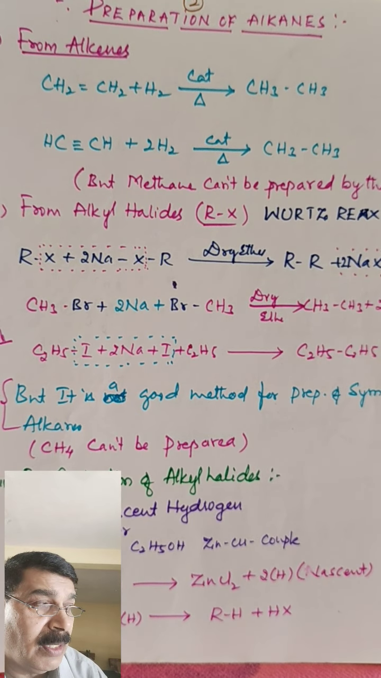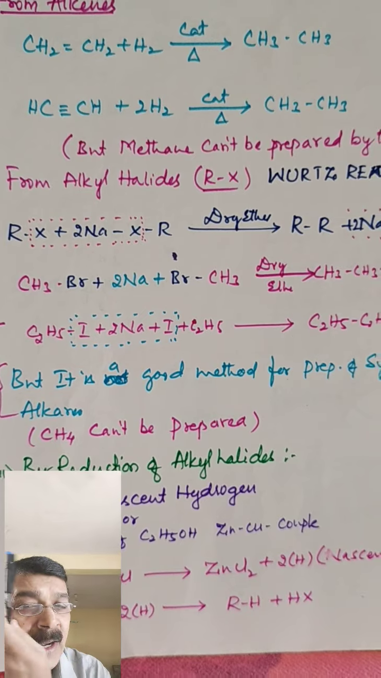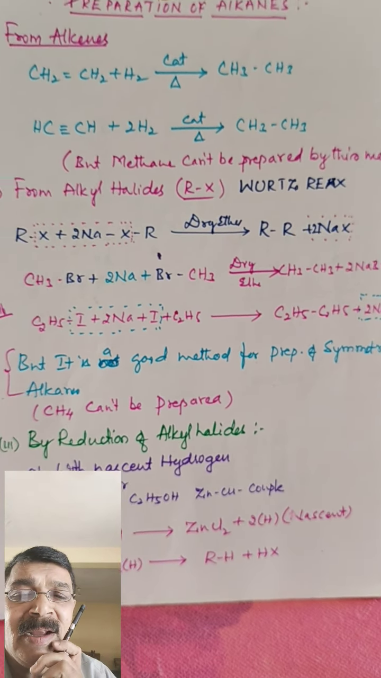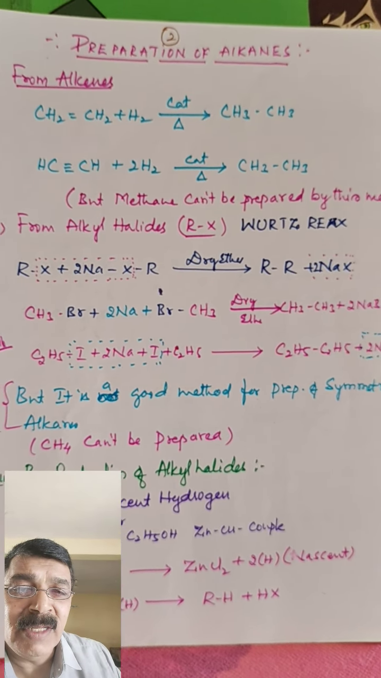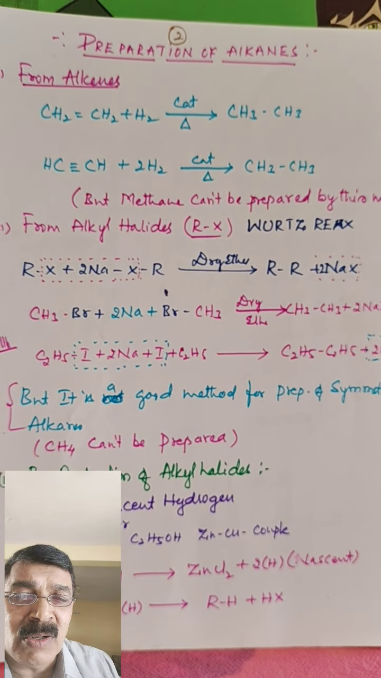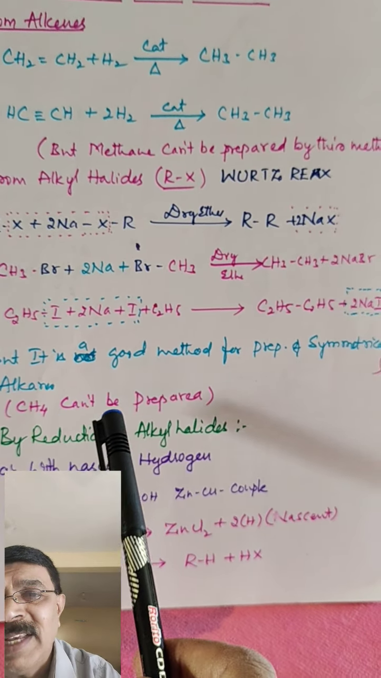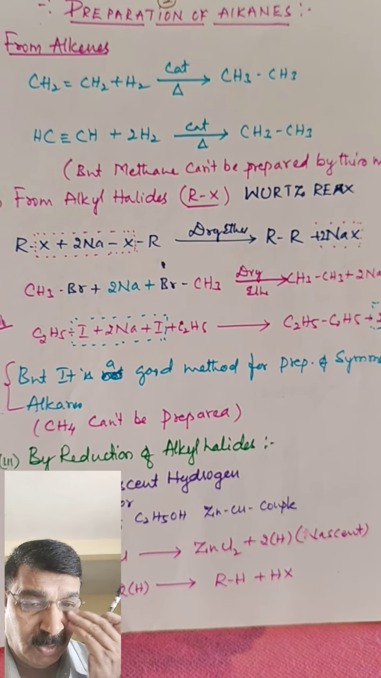Then we come to another reaction, similarly ethyl iodide. But it is a good method for the preparation of what? Symmetrical alkanes. Symmetrical means they should have the same structure, not branched and other things. So methane cannot be prepared once again. Wherever chemistry is there, there is an exception. There is an exception in chemistry.